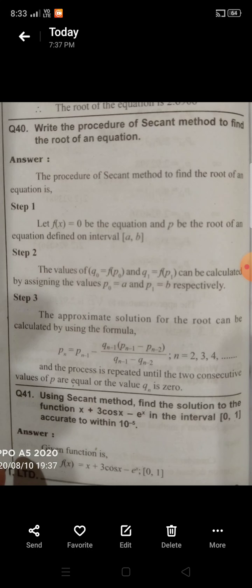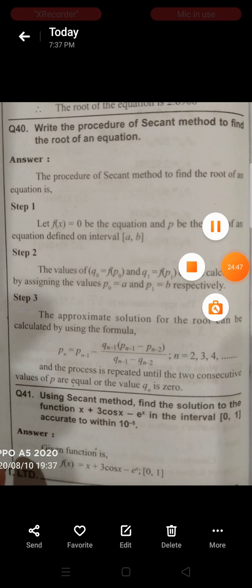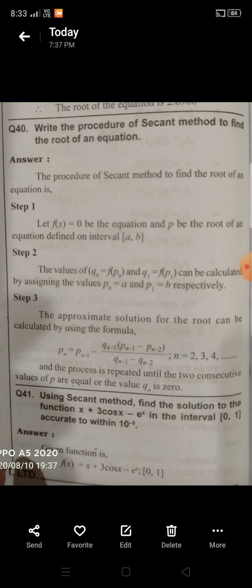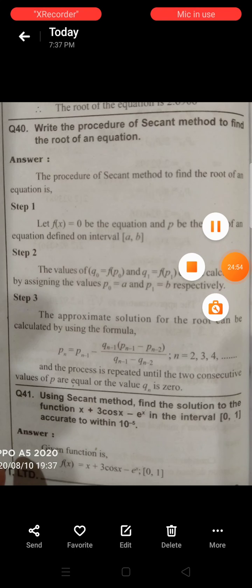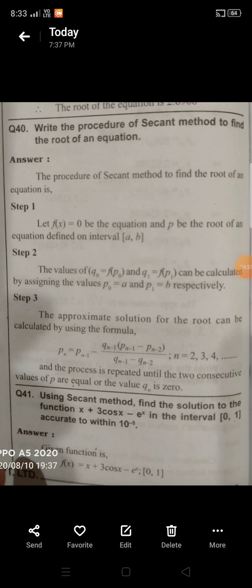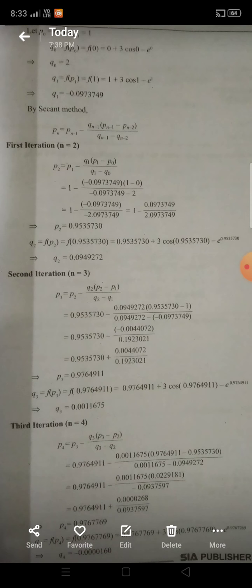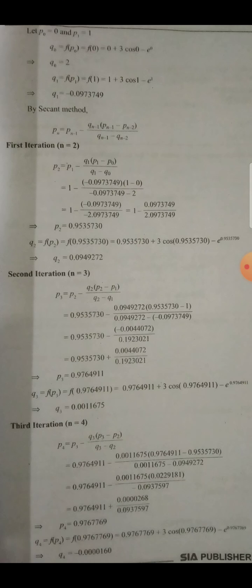Using secant method, find the solution to the function x plus 3 cos x minus e power x in the interval 0, 1 accurate to within 10 power minus 5. Given function is f of x is equal to x plus 3 cos x minus e power x, closed interval 0, 1. Let p naught is equal to 0 and p1 is equal to 1.